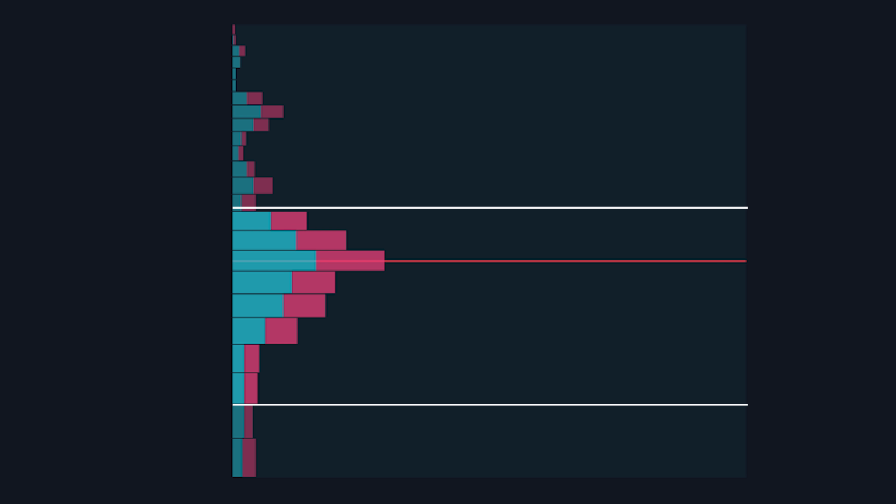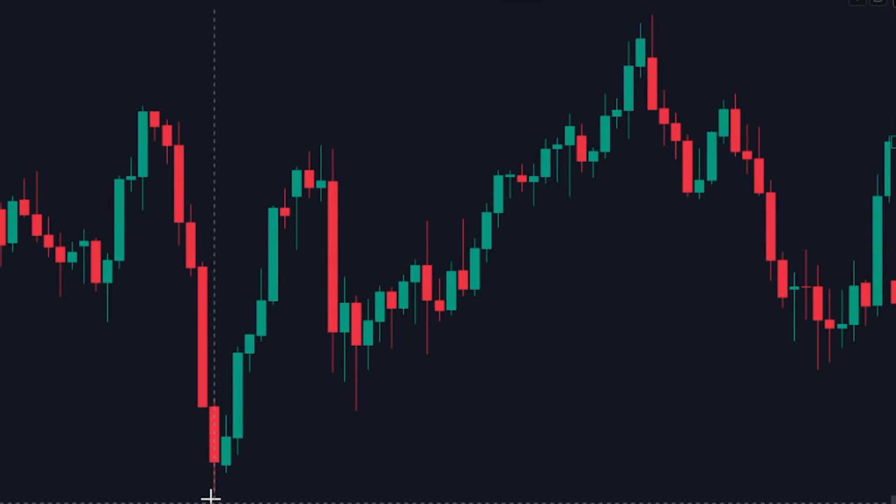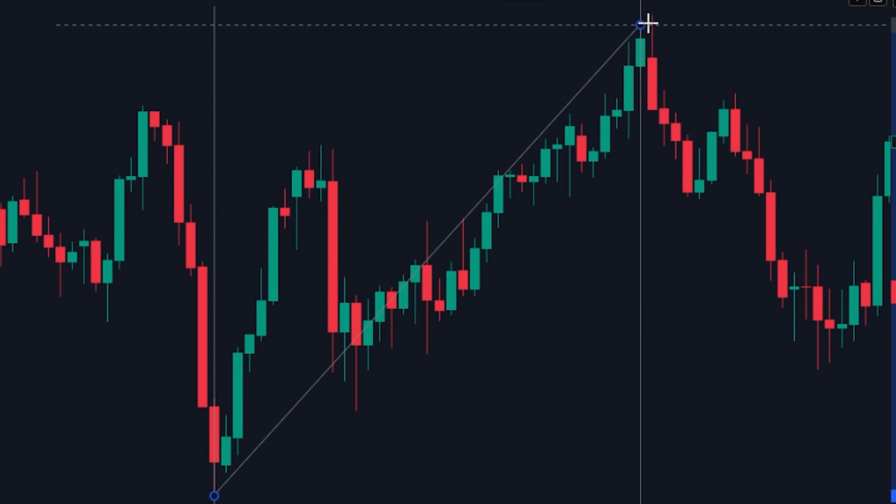The volume profile is basically just a normal volume indicator, but flipped on its side. So now instead of seeing volume over time, you see volume per price level and see which price levels had the highest amount of volume. And if you're thinking like I'm thinking, we can use this to our advantage.